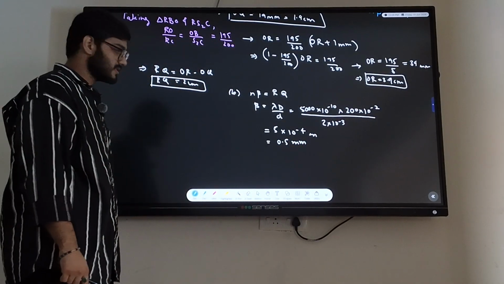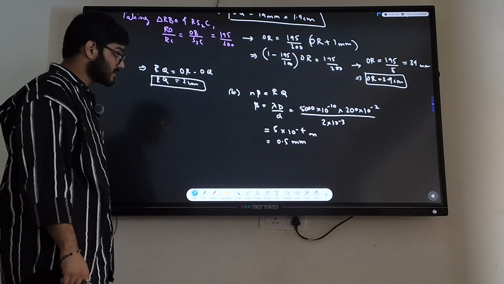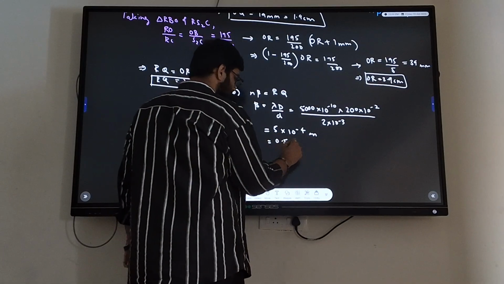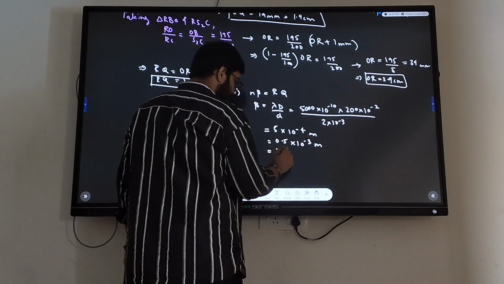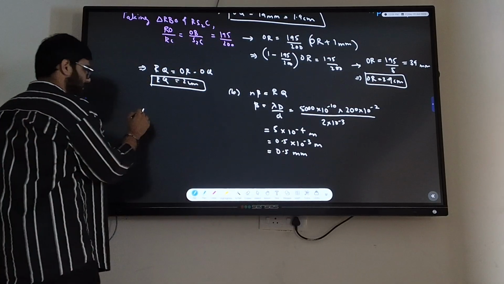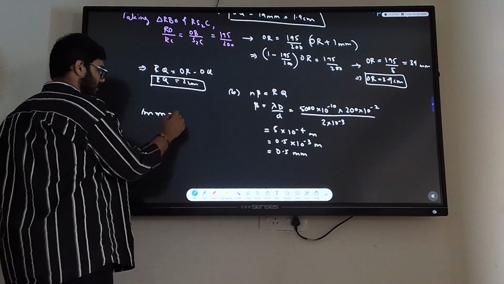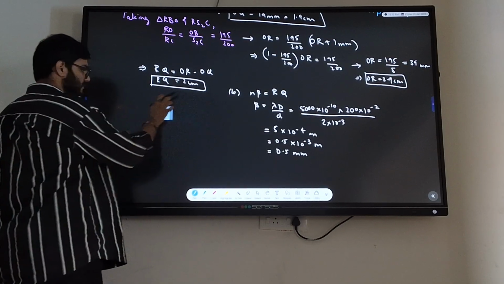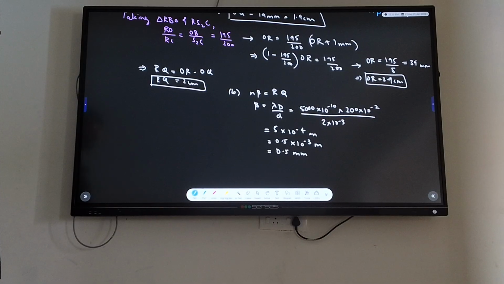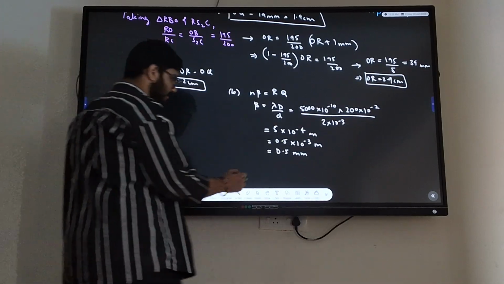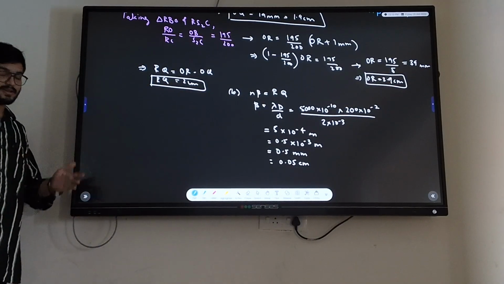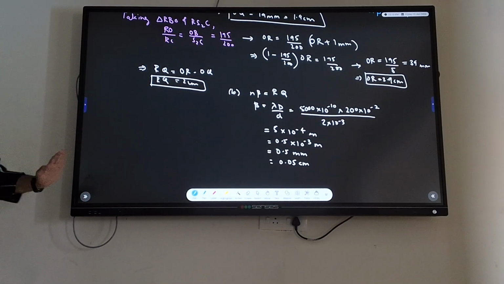It should be 5 centimeter, right, Sir? 10 millimeters is 1 centimeter. That's 0.5 into 10 power minus 3 meters, that's 0.5 millimeters. 1 centimeter is 10 millimeters, so this will be 0.05, I think. Yes, this is correct. 0.05 centimeters, it's correct.